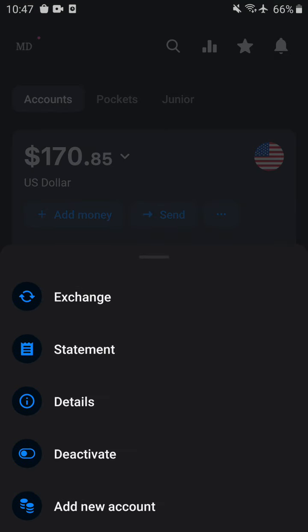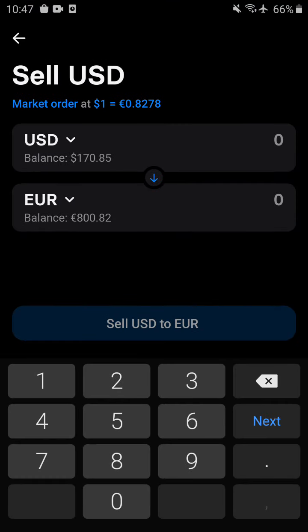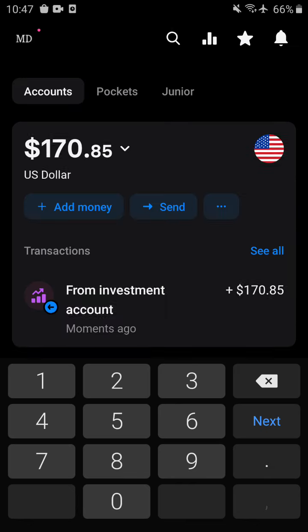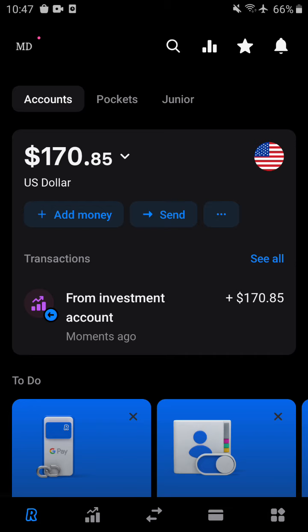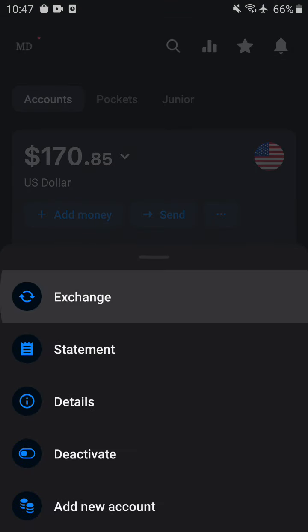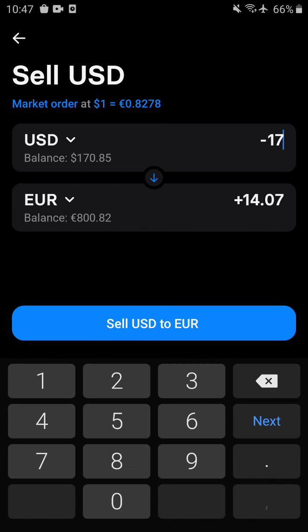I'll go ahead and exchange it to euros. I would like to exchange all, wait, how much was it? 170.85. Okay, I'm going to exchange all of it, and it will give me 141 euros and 43 cents. So this is the amount I've received since January in dividends in euros. That way you can see the amount in euros also.